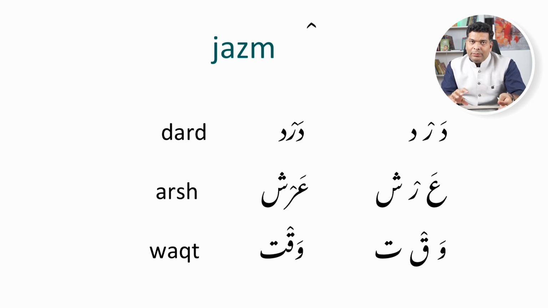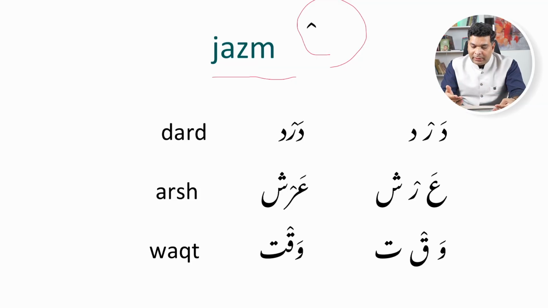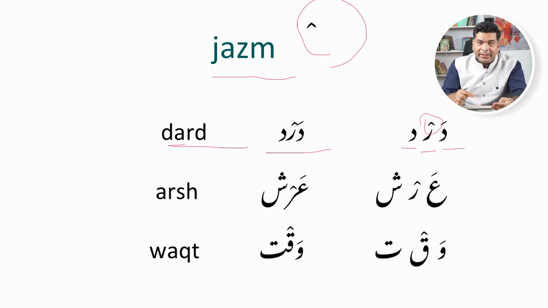Then there is a sound which we can call representing a consonant cluster, where you pause or there is a rest. Now that comes from a word called jazm. The symbol is something like this. When you put it on top of any letter, there is a rest, which means that there is an absence of a vowel. So if you have dal zabar and re with jazm followed by a dal, then it becomes dard, and it doesn't become darad, right? So it becomes dard.